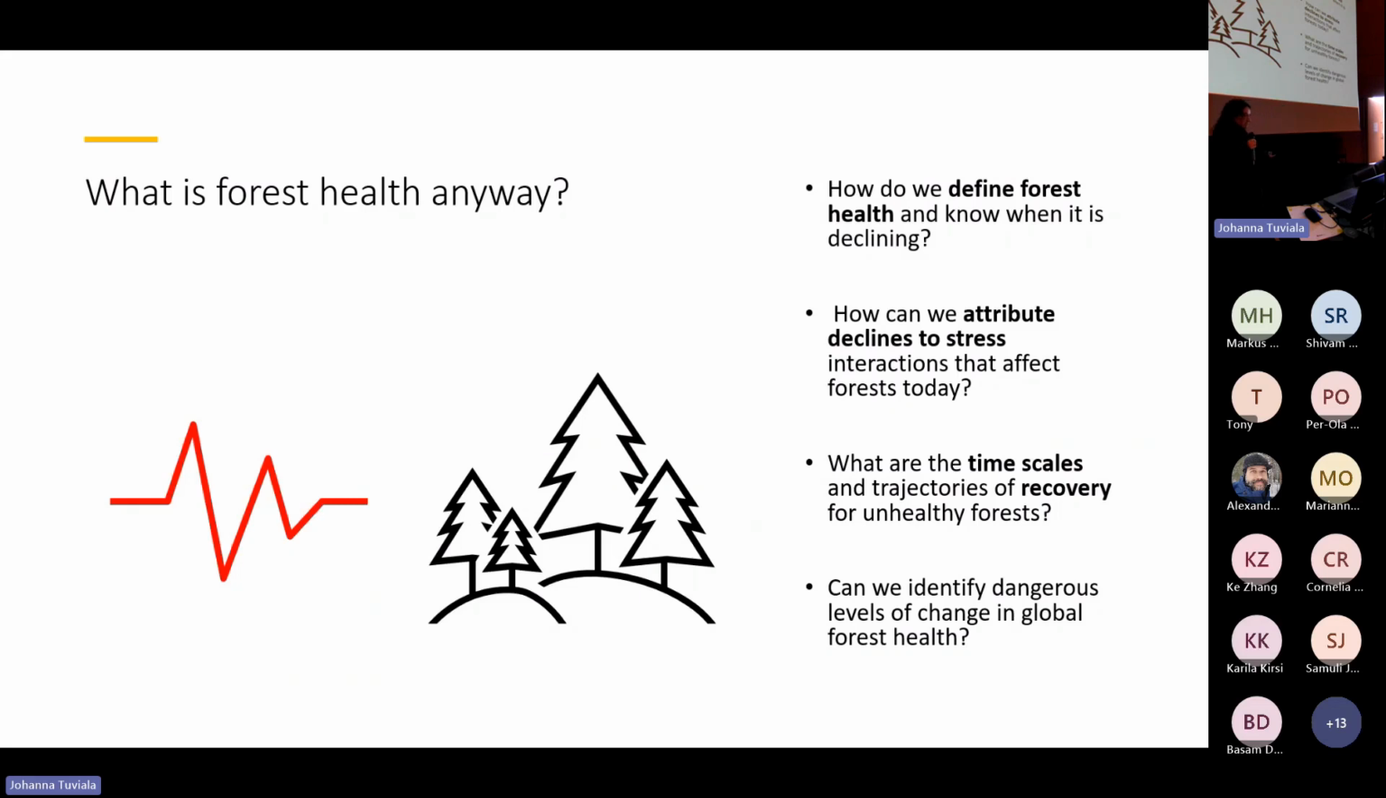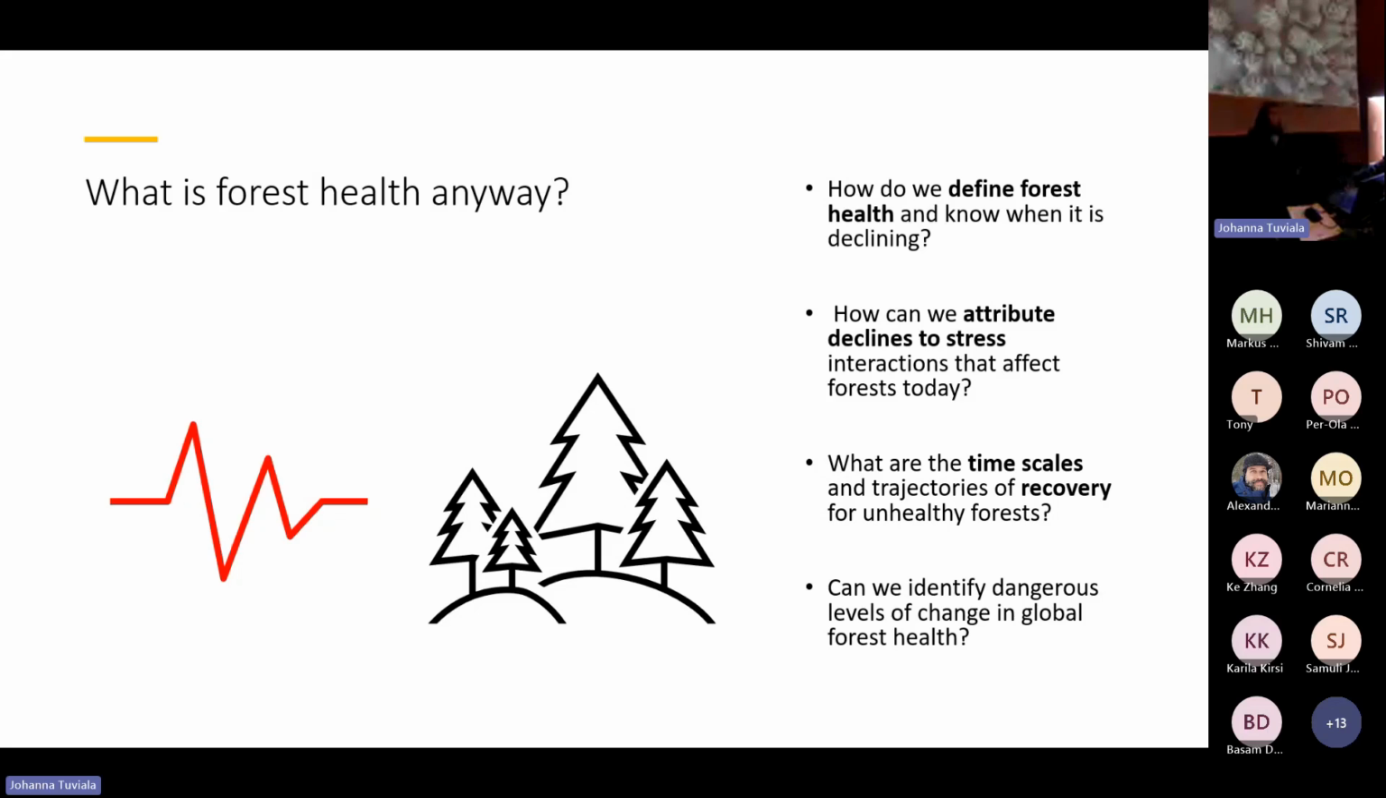The main questions I have, maybe you can answer some: how do we define forest health and know when it's declining? How can we attribute those declines to particular stressors or interactions between stressors? What are the timescales and trajectories of recovery for unhealthy forests? And finally, can we identify particularly dangerous levels of change in forest health, as in when should we actually be worried and when are we just worried about everything?